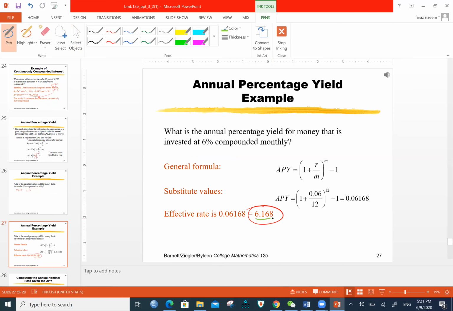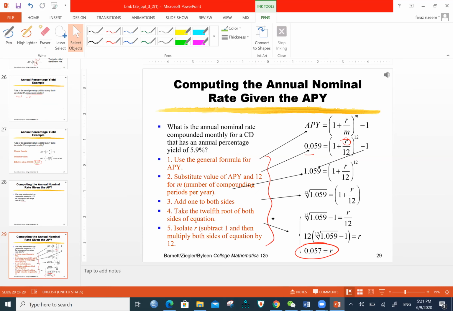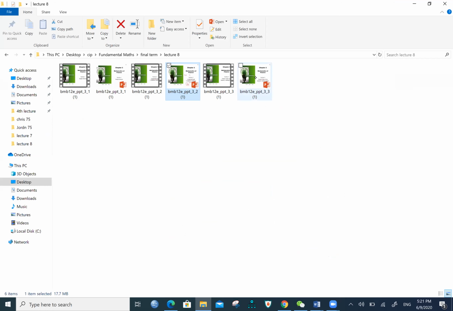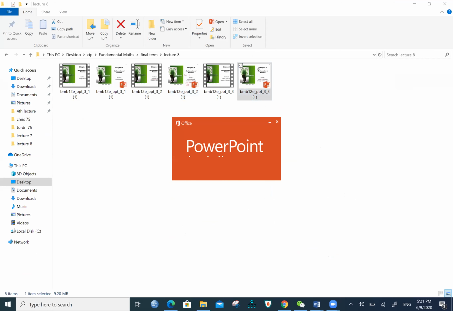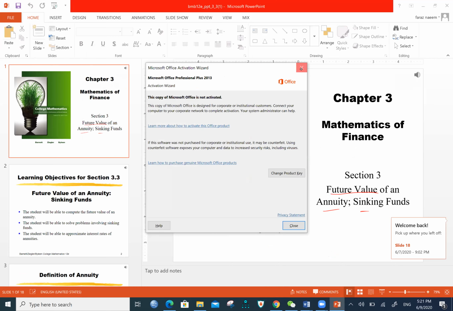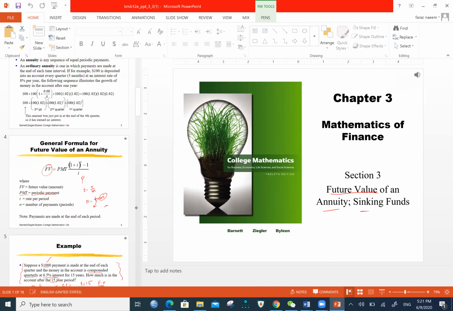I will solve one example from the book. I really like that example, which really tells us the central idea of annual percentage yield. So now I jump into the third section of this topic, which is called annuities. Are you listening?